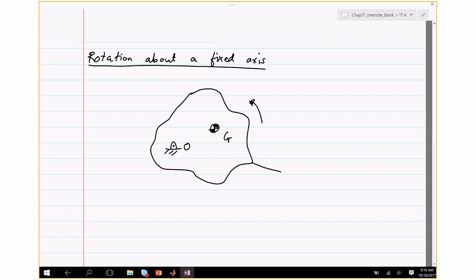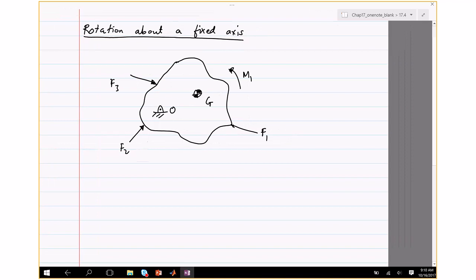So force F1, F2, F3, and say a moment M1. So when you have a rotation about a fixed axis, it's generally recommended that you work with tangential normal coordinates for acceleration because the equations actually simplify. Since this point G is spinning about point O, it's best to use AT, AN coordinates.